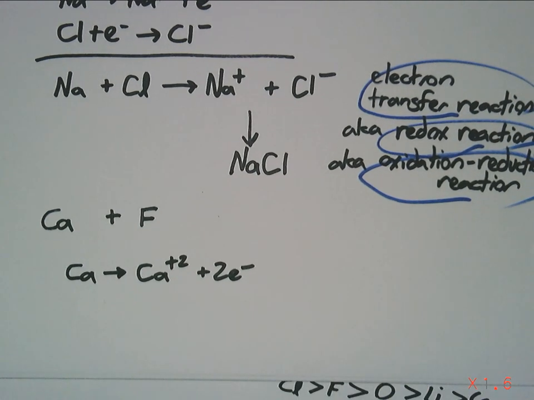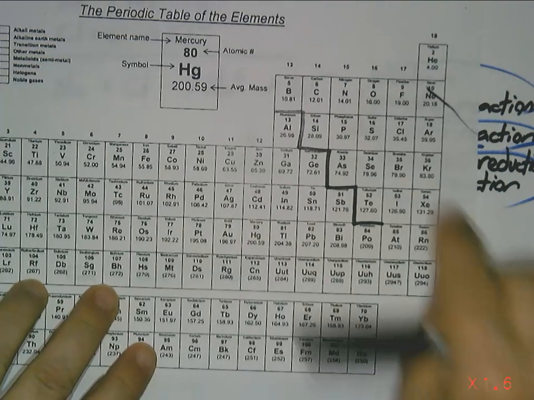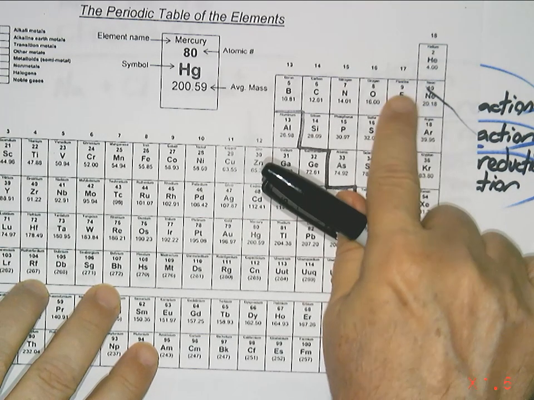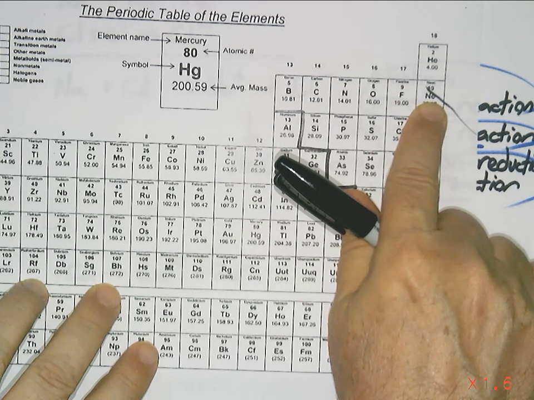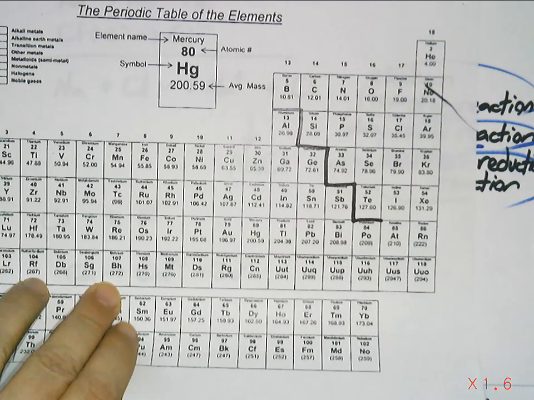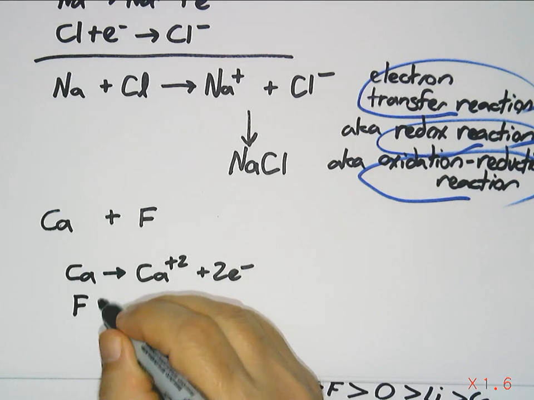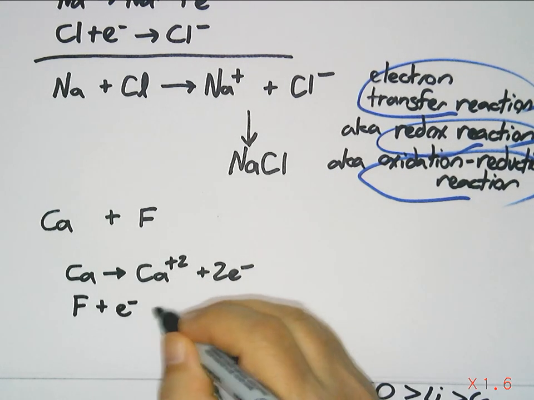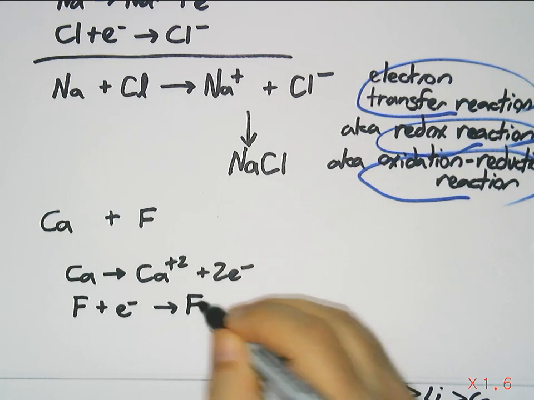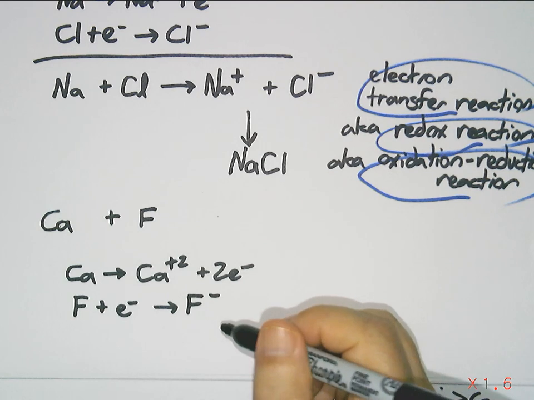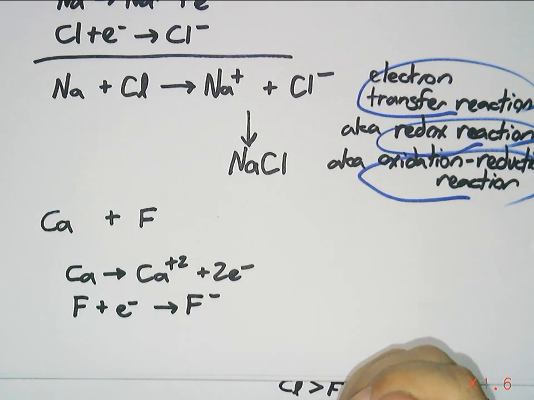What about fluorine? Fluorine is sitting next to neon. It wants to be like neon, so it's going to gain an electron to be like neon. So fluorine will grab an electron, excuse me, and become a fluoride ion.